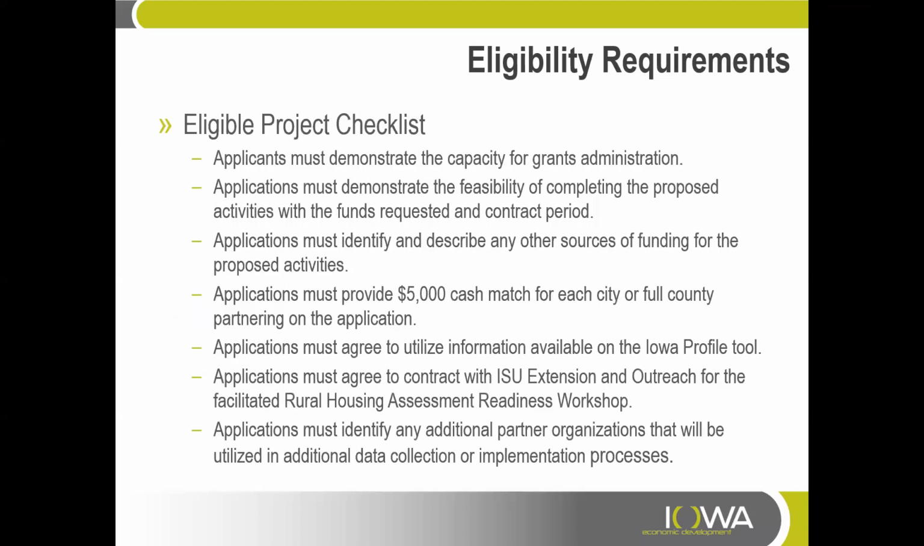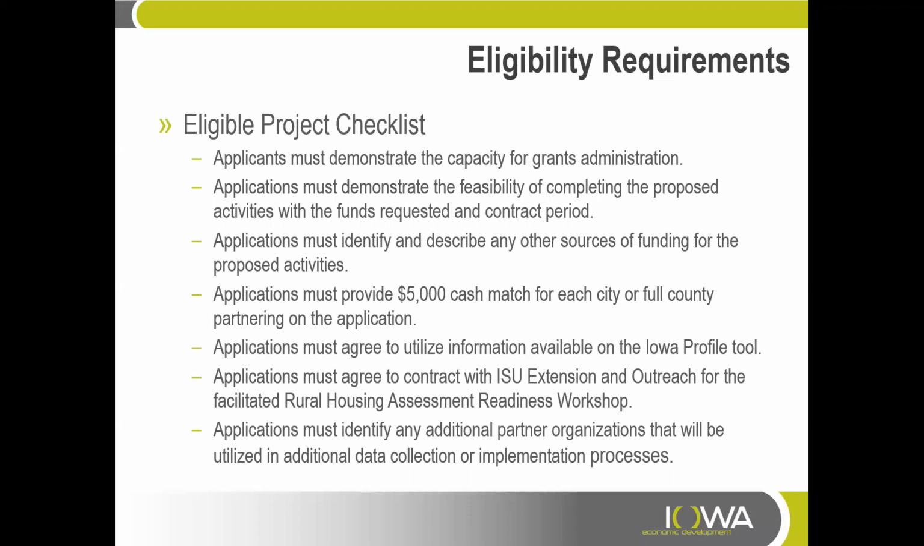As far as our eligible project checklist, it pretty much checks off all the things that I've already talked about. So, making sure that you have that cash match, that you have your potential sources for funding, although that is something that I'll get into a little bit more as we talk about our budget. And agreement to contract with ISU Extension and Outreach is probably the biggest piece of this, to make sure that you are aware that is our partner in this process.